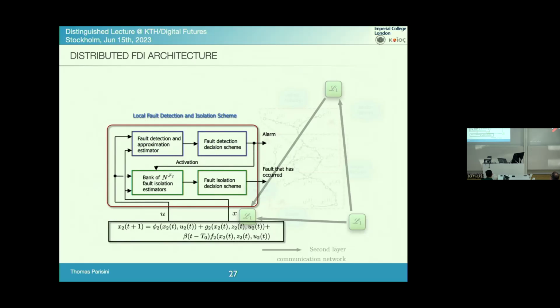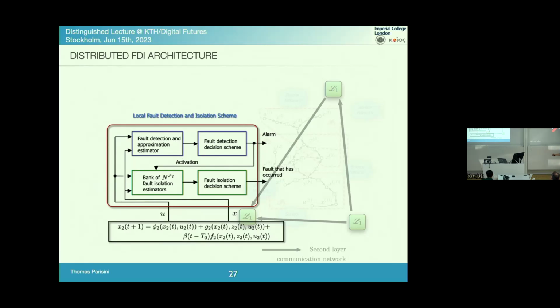Okay, and therefore, if something happens, you raise an alarm. Okay, something has happened. Remember, binary decision. It's okay or it's not. And that triggers, activates another procedure that tries to match the faulty dynamics that you now have with some prior knowledge that you might have.